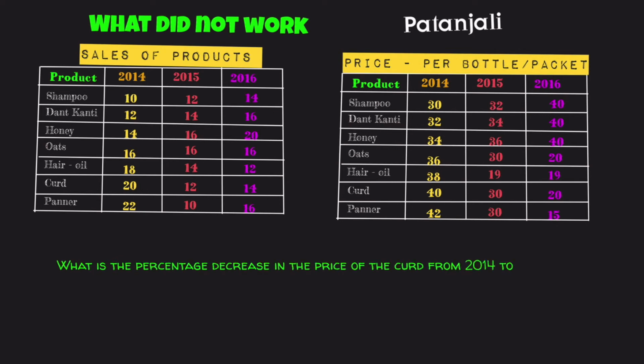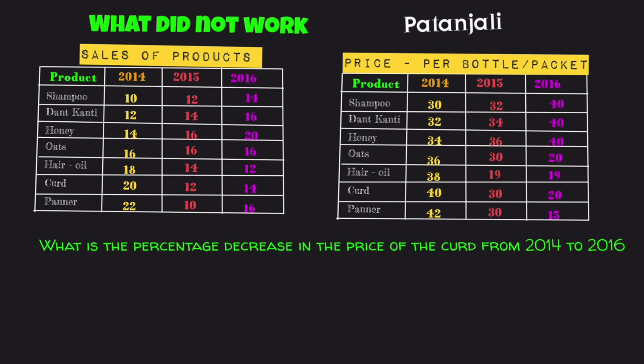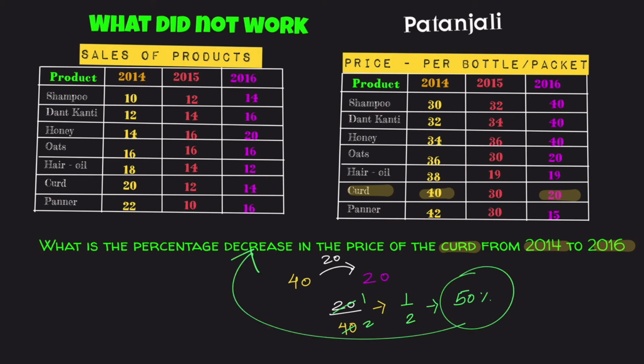What is the percentage decrease in the price of the curd from 2014 to 2016? 2014 curd, let's see what was the price, 40, and in 2016 it was 20. Decreased by 20. 20 over what? 40. 20 is what percent of 40, which is nothing but 50%. So again we can say the initial value was 40, the final value was 20. If we subtract the initial value from the final value, the difference is 20, but it is over the initial value of 40. So the difference upon the initial value, and I see 20 is what percent of 40? 1 by 2, or visually you can say it's a 50% decrease in the price of curd from 14 to 16.